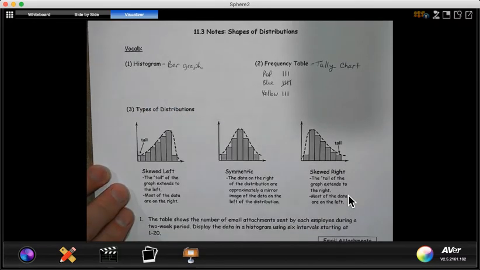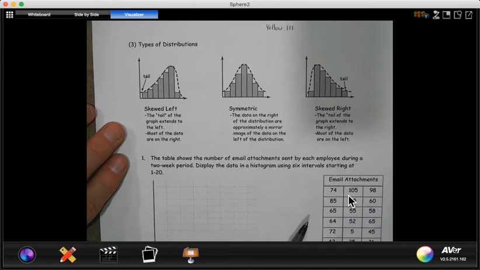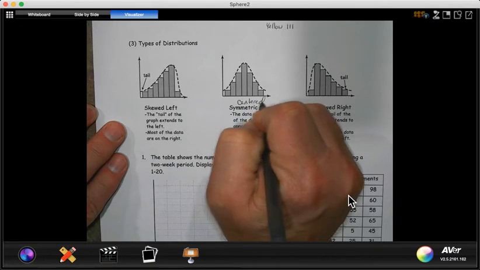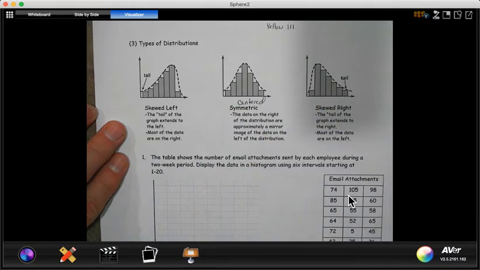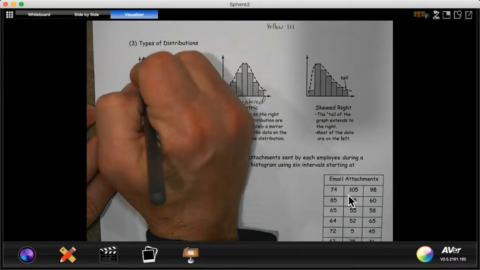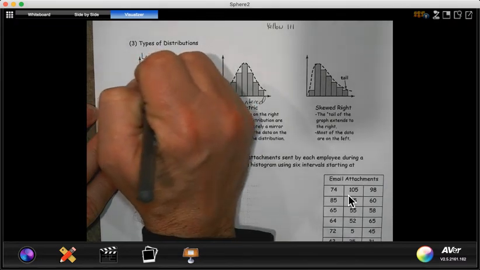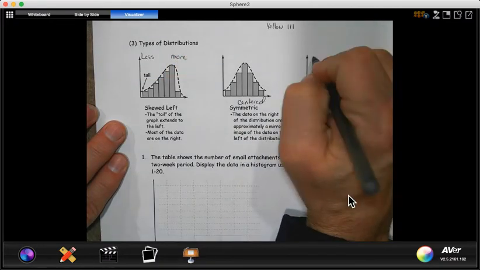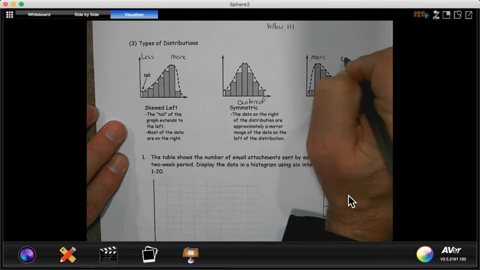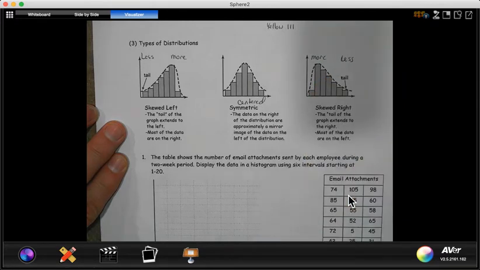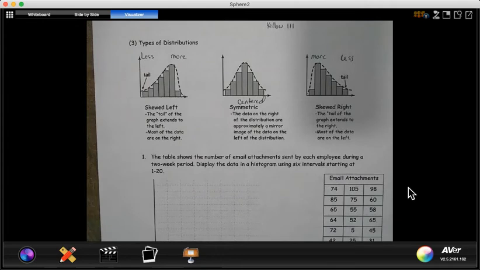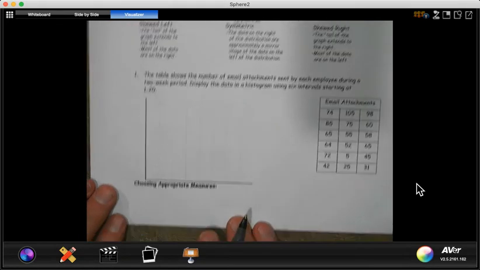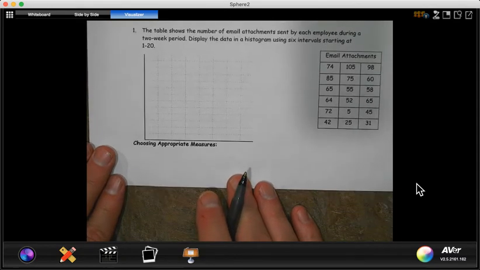All right, same deal with our skews. You either have skew left, symmetric, which I call centered for some reason. I don't know why I do, but I just do. And then skewed right, and remember it works like this, right? There's less, then there's more. That means it's skewed left. And this one, there's more to the left and less to the right. That means it's skewed right. Okay? All right, so we need to make a tally chart and a histogram.